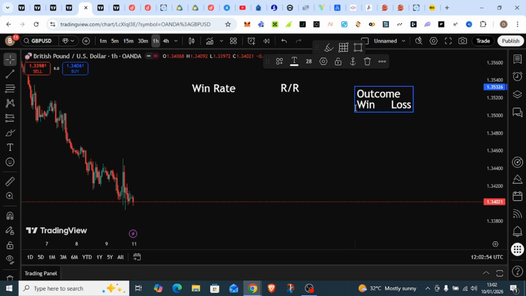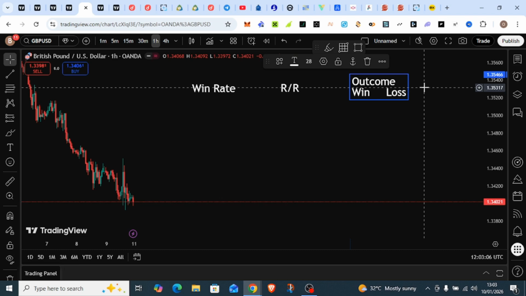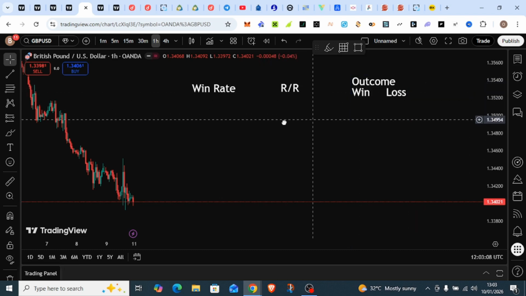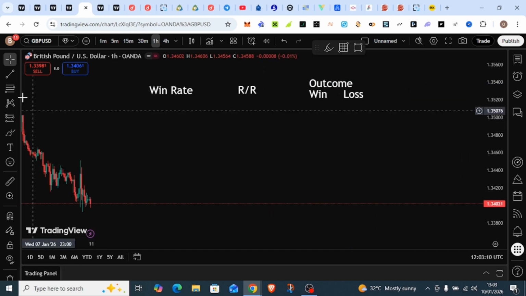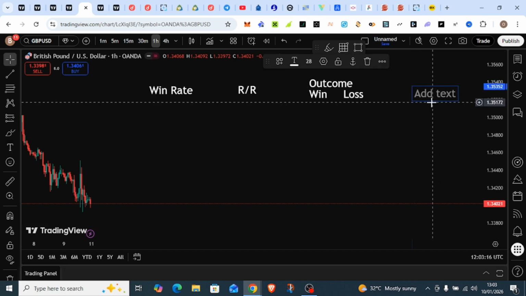So the number of trades we win will be under win. The number of trades we will lose will be under loss. So the next column will be profit. So let's write profit.